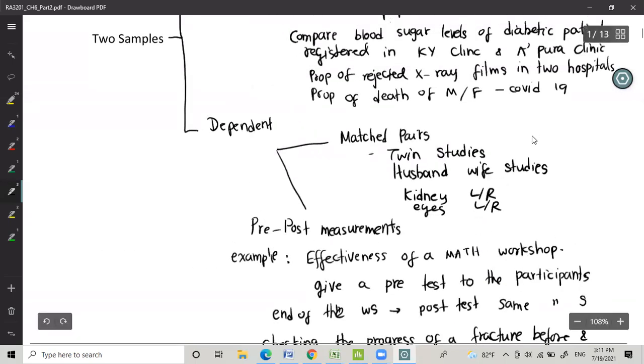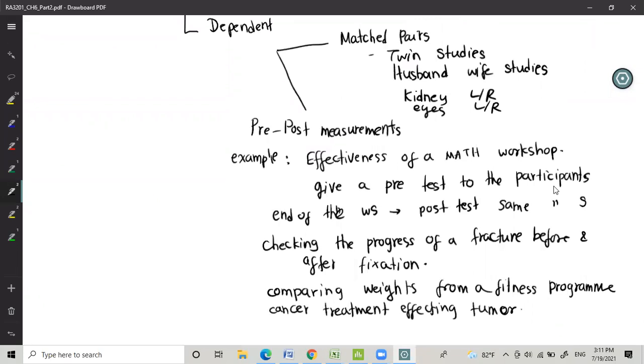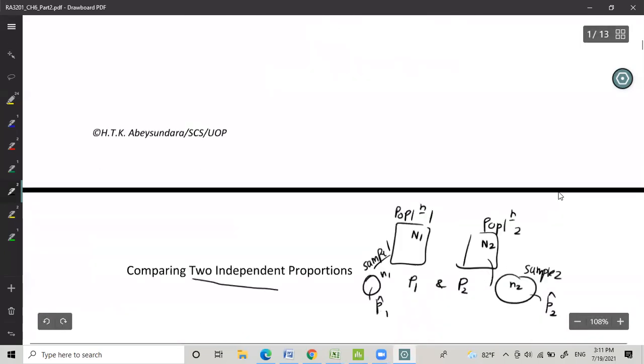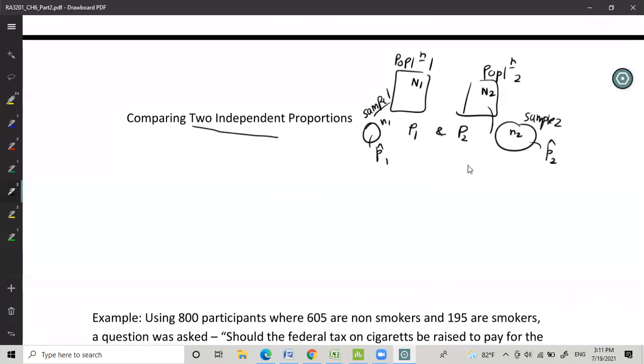When you have matched pairs, you have to have the same number in both groups. Pre-post measurements, same number of participants. If there are 20 participants in the workshop, you need 20 pre-test scores and 20 post-test scores. Same sample size. But with independent samples, you can have different sample sizes. They are not going to affect each other because they are independent, right?